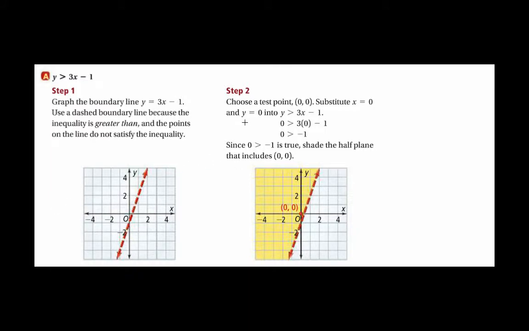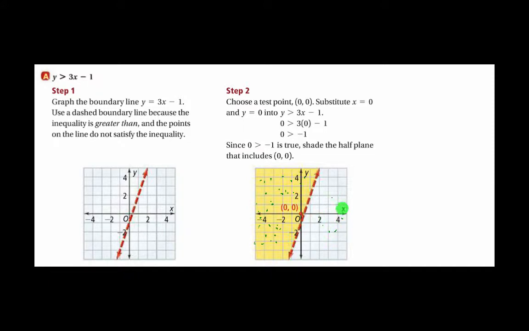Step 2, choose a test point: (0, 0). Substitute x equals 0 and y equals 0 into our inequality. We get a true statement. 0 is greater than negative 1, so we're going to shade the half plane that includes the origin. So here's the origin. Our boundary line runs just to the right of the origin, so this yellow area is our shading. Any single point that you pick in this shading will satisfy the inequality.